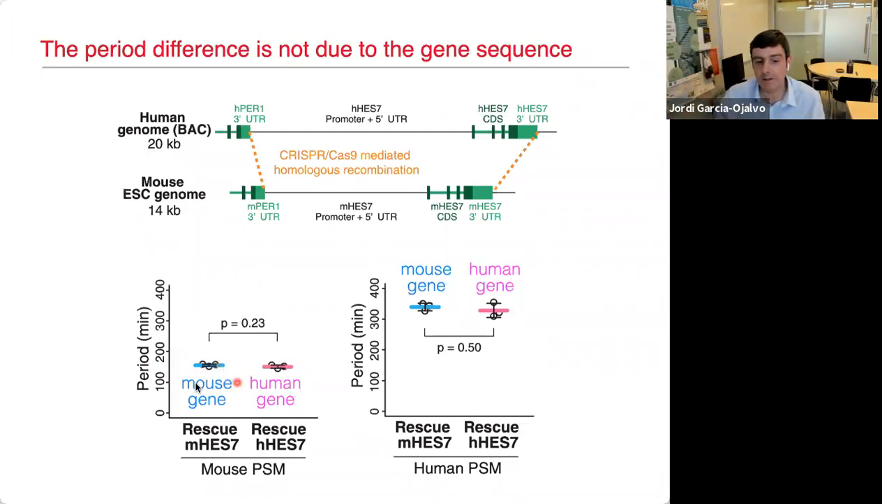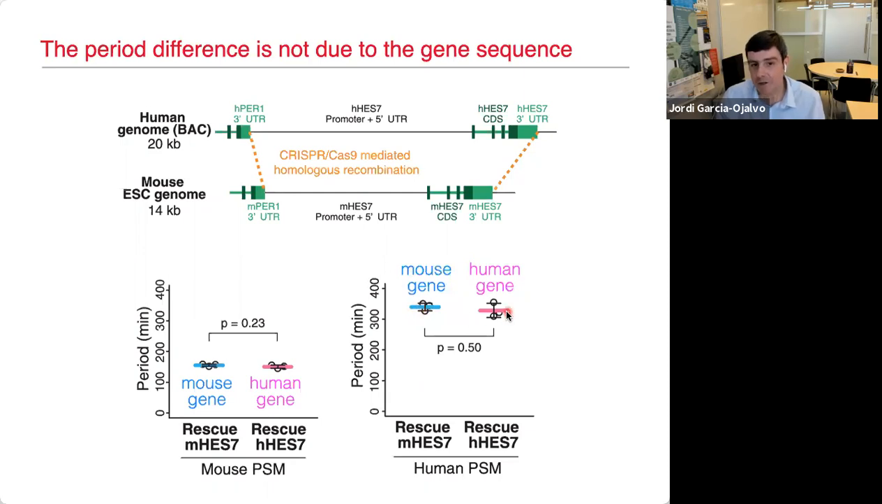The only thing that we are changing is the sequence of the gene. We are using the human gene in the mouse cells. And the same thing happens if we use the mouse gene in the human cells, okay? So these are the human cells. We knock the native gene out, and we rescue it again with the human gene or the mouse gene. Here we get, of course, 300 and whatever minutes. And the interesting thing is that here we are using the mouse gene inside the human cells, and we get the same period.